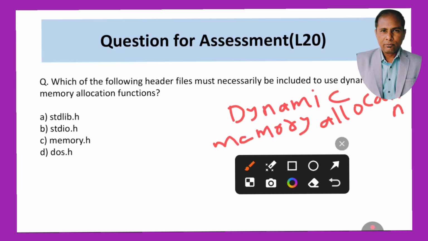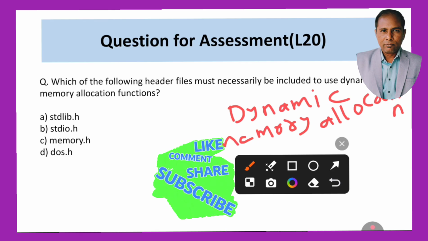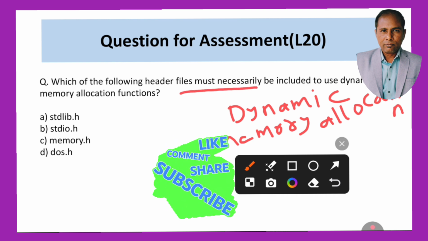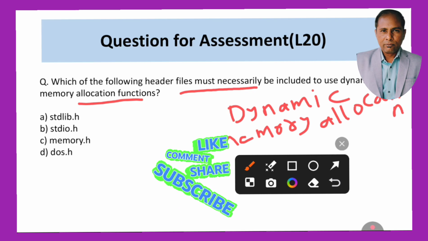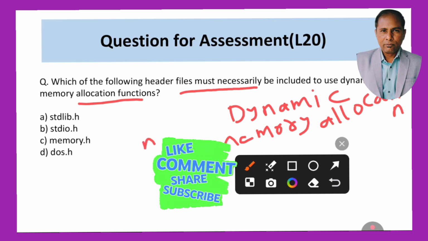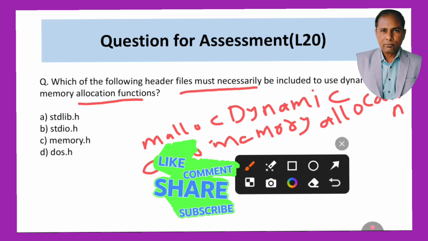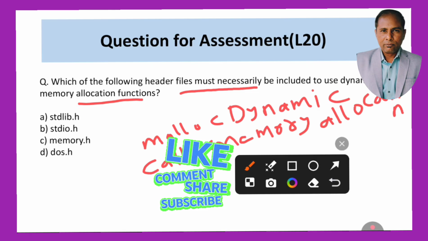Now we can try one question based on this topic, that is, which of the following header files must necessarily be included to use the dynamic memory allocation functions. I have told you there are four functions, malloc, calloc, realloc and free. You have to give me the answer in the comment box: which header file will be required to be included here for using these functions.